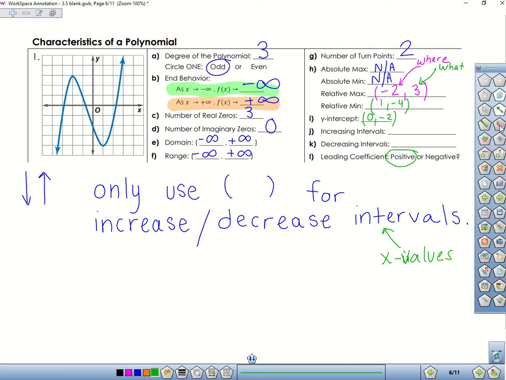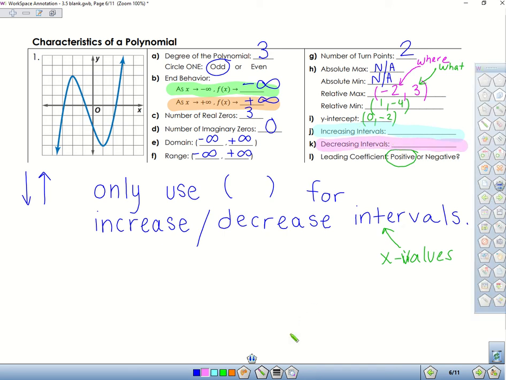So now we're going to talk about increase and decrease intervals. The reason I erased my graph is because I want to highlight all of this. So I'm going to highlight all of my increase intervals in blue, and I'm going to highlight all of my decrease intervals in pink so you guys can follow them. So let's look at where my graph's going up.